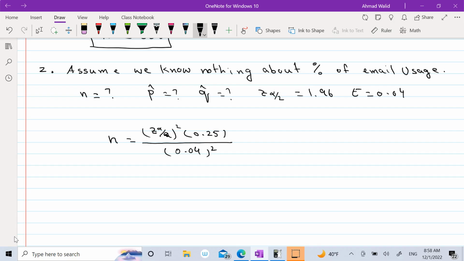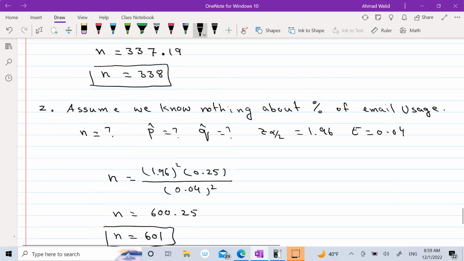Correct? And if you do the calculation, let me put also my Z alpha over 2. I know the value, which is 1.96, squared. And if you do this calculation, then n equals 600.25. Again, because you're dealing with human beings, it cannot be a decimal. You can write it as 601. Your sample size should be 601.